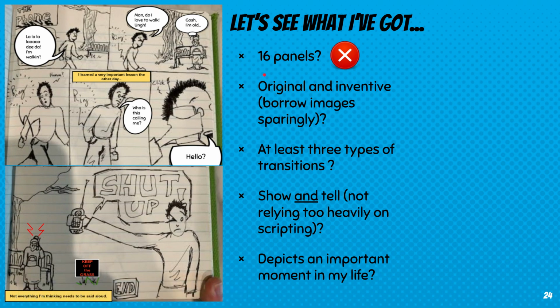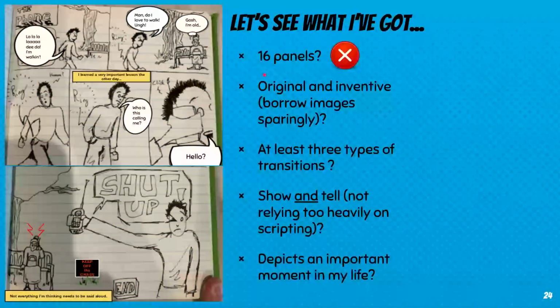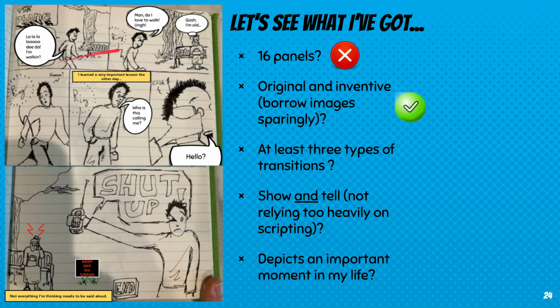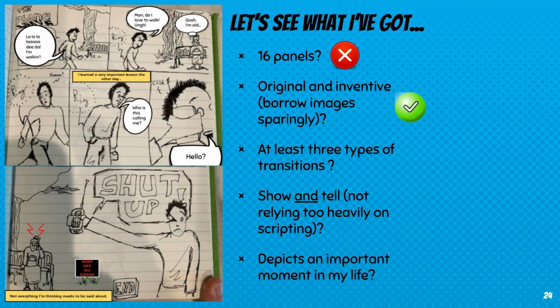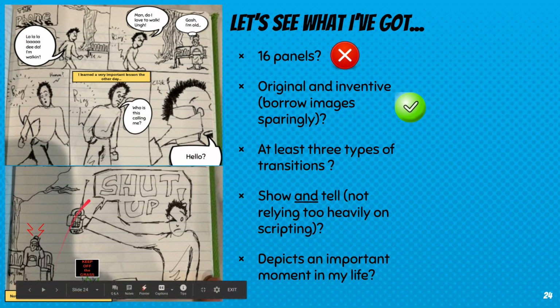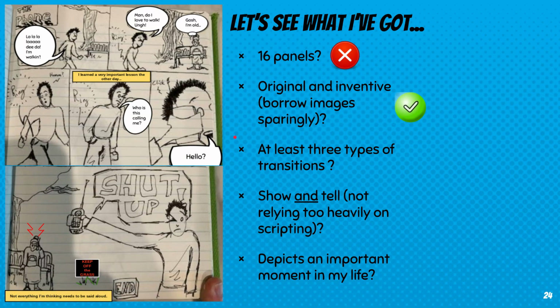Is my comic original and inventive? Do I borrow images sparingly? Yes, right? I drew all of my own images with the exception of this keep off the grass sign, right? I just kind of made that within the program using text boxes and imitating what I saw. I also used the computer program to give me voice bubbles. I originally drew them in, but they were hard to read. So I just redid them using computer images and typing into them. Same thing for my narrative blocks, my scripts.